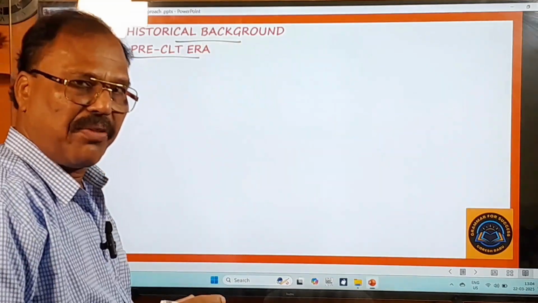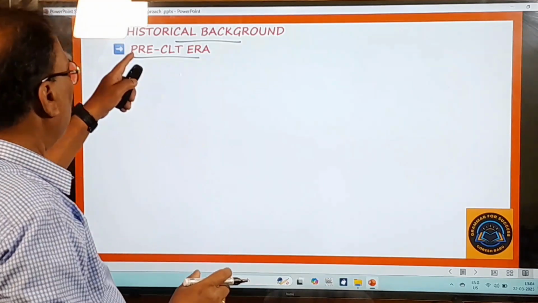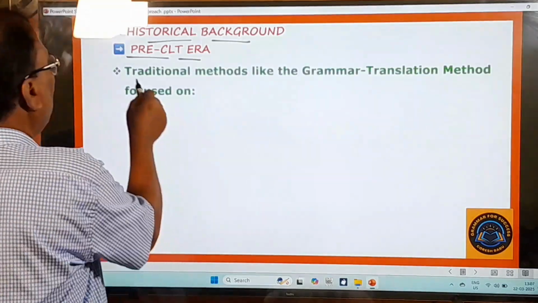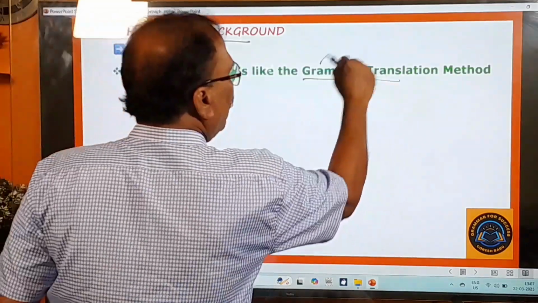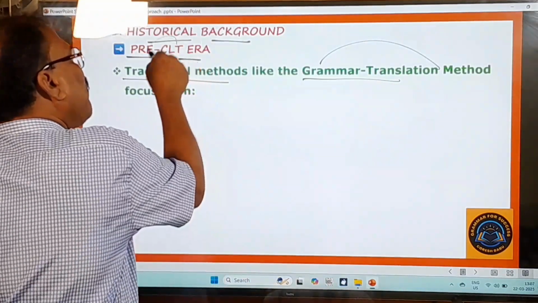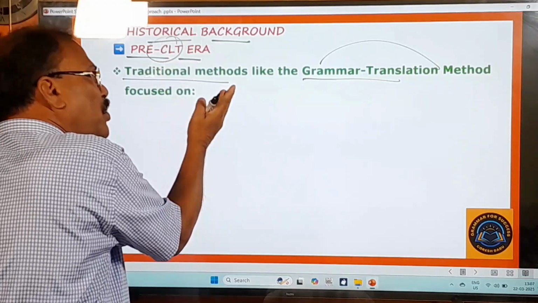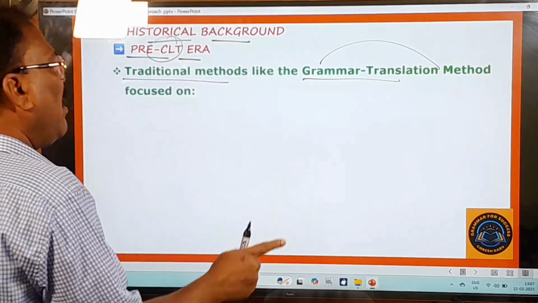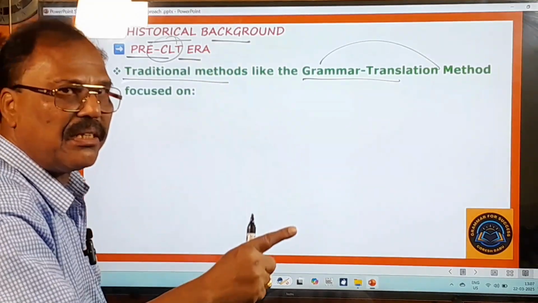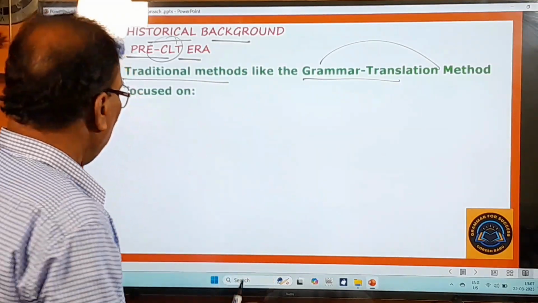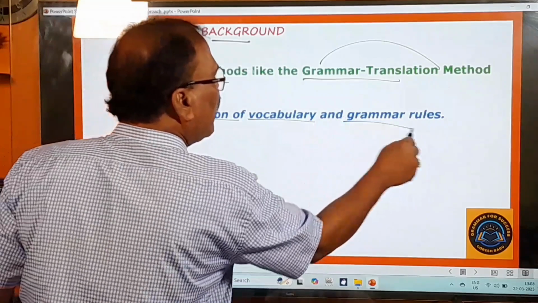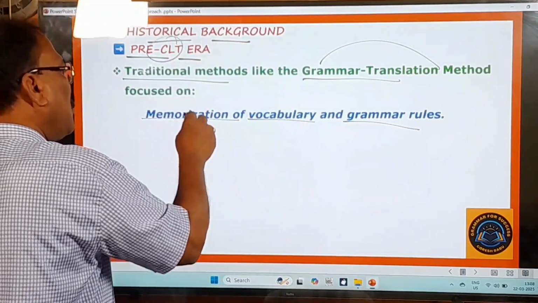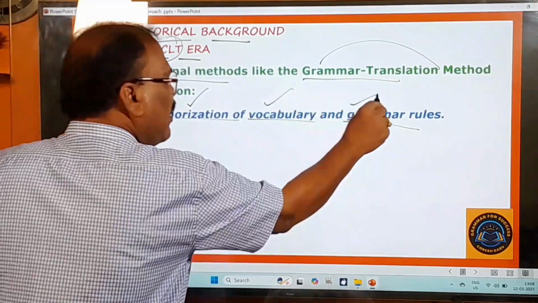Let us learn a few more things about what happened in the pre-CLT era. The traditional methods, like the grammar translation method. Before the arrival of CLT, there used to be a traditional method called the grammar translation method, and it taught the students only memorization of vocabulary and grammar rules.